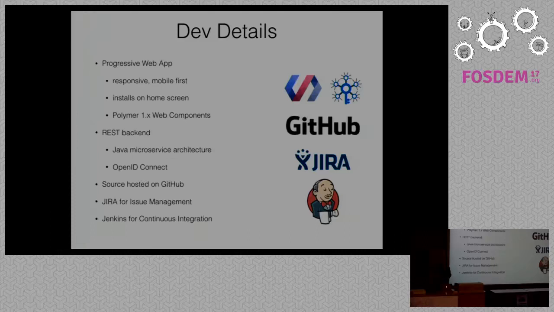And the backend is based on Java and a microservice architecture. We're using OpenID Connect, so we have our own provider there, but we plan to integrate Google or other big providers as well. It's hosted on GitHub, and we use Jira for issue management, and finally Jenkins for continuous integration, also the continuous deployment on our build and production environments. And now let me show you the software.